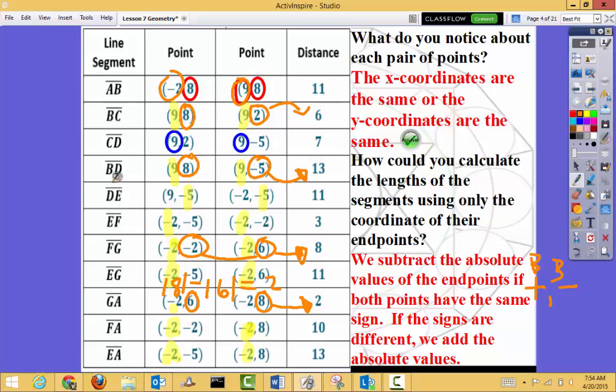What about this one? If the signs are different, we add their absolute values. So if I have one positive, one negative, I'm adding their absolute values. So let's look at this one right below on F to A. Well, if I have the absolute value of -2 plus the absolute value of 8, well, that's going to be 2 plus 8 equals that 10 right there. Please write this sentence down on your notes.